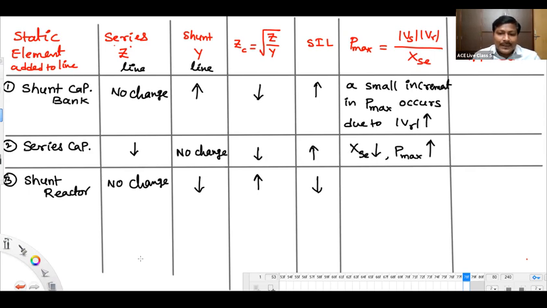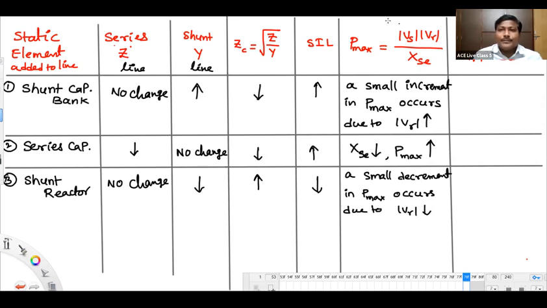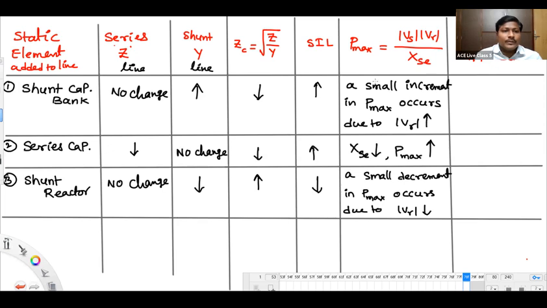What happens to the value of P maximum? A small decrement in the P maximum is expected because of the decrement in the voltage. Due to voltage decrement, there is a small decrement in the value of P maximum. Right, so that's the third one.